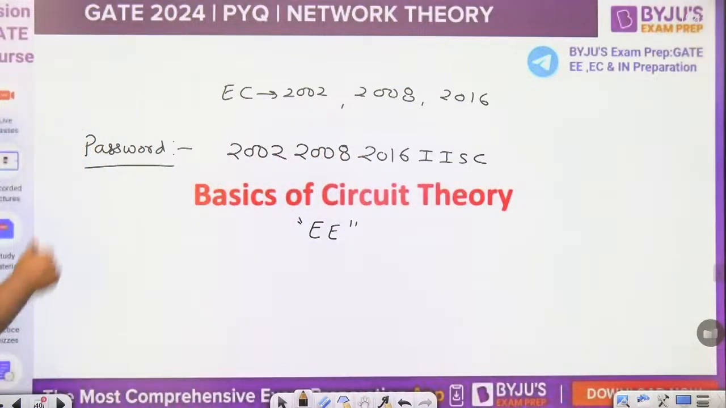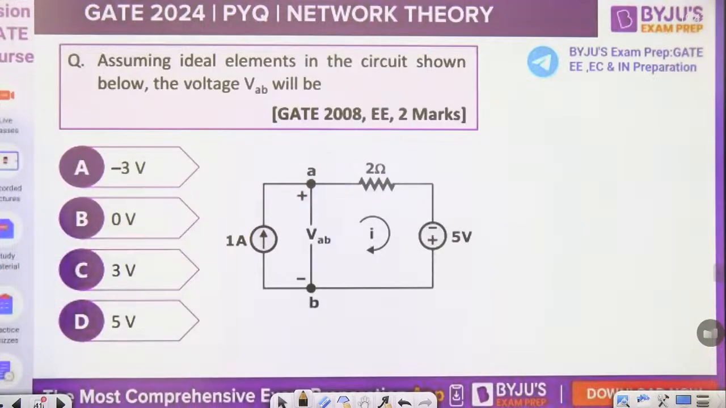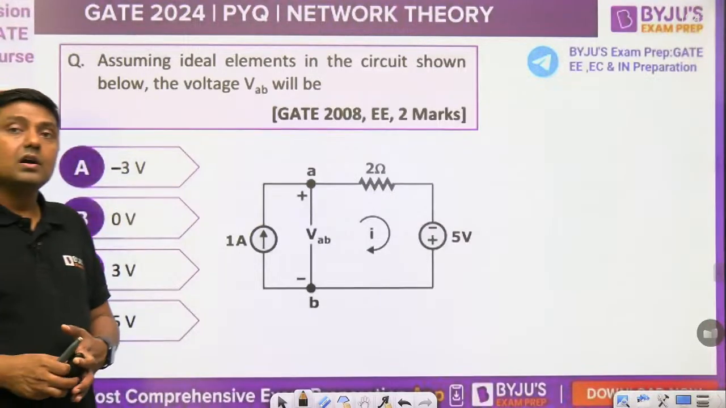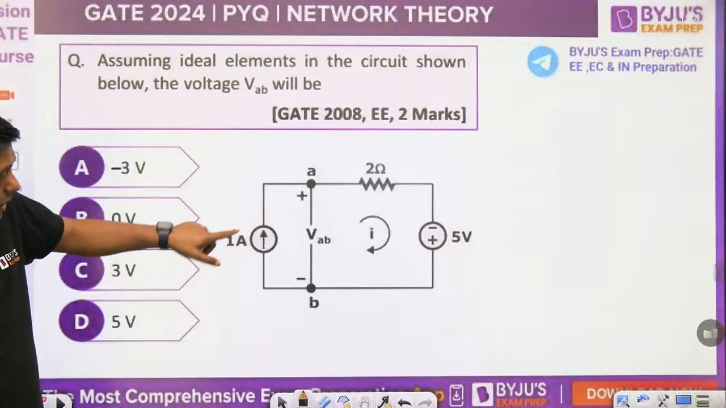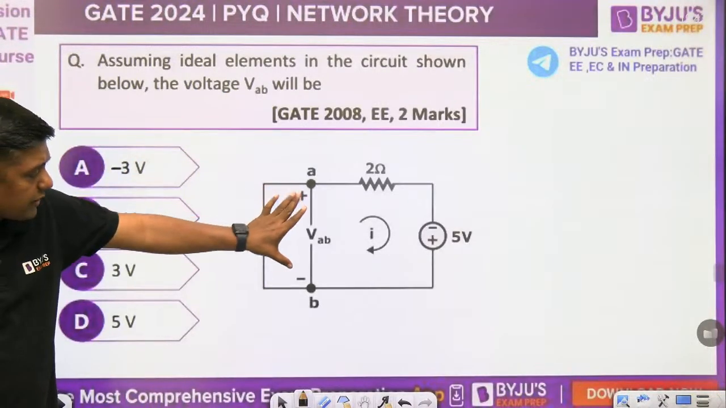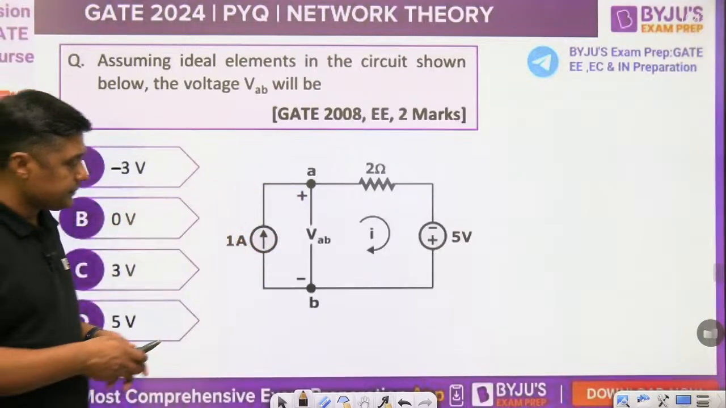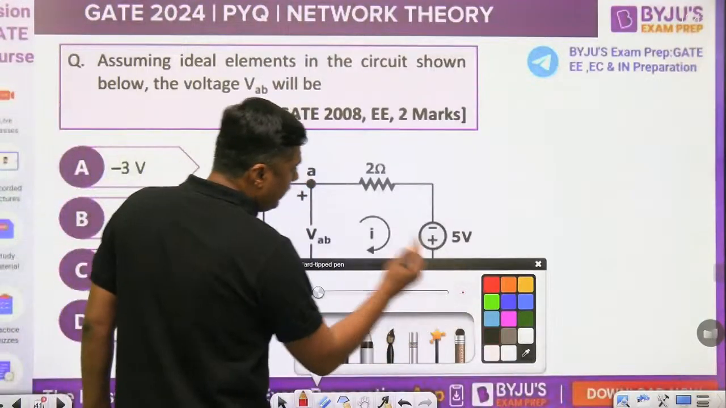Now the next one from electrical, that is the first question in 2008 electrical, 2 marks from IISC Bangalore. Assuming ideal elements in the circuit shown below, the voltage VAB. Everyone try to solve this question. It is a 2 marks question. We only have to find the VAB, and this is the open circuit, so only the voltage. What is the current? 1 ampere. So 1 ampere current will pass through this.